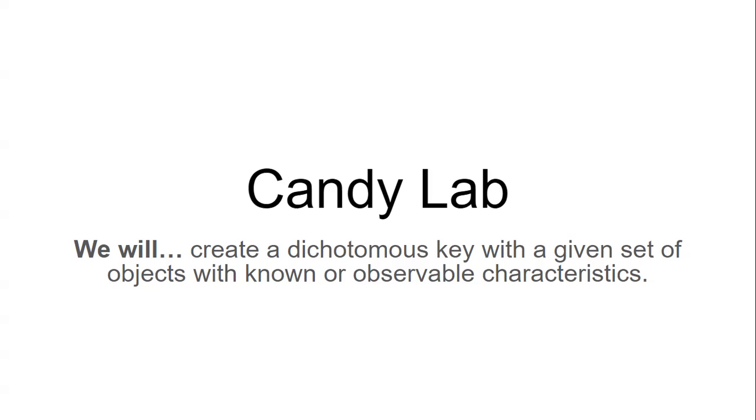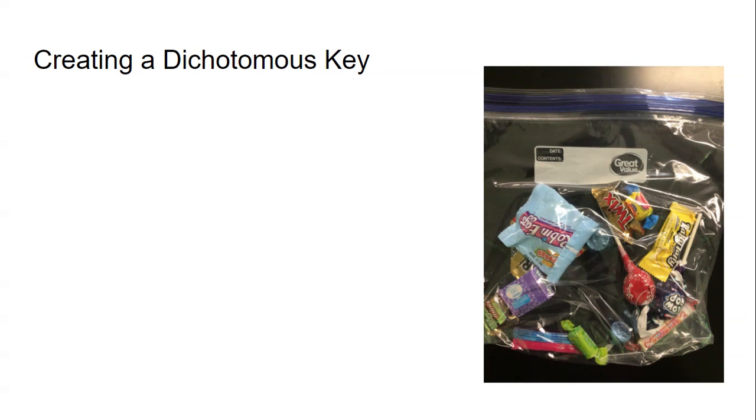Hey everyone, today's lesson is going to be over the candy lab that you're going to be doing. And so your learning objective is going to be we will create a dichotomous key with a given set of objects with known or observable characteristics. So, like I said, it will be a lab today that you'll be creating a dichotomous key for the bag of candy that you can see off to the right. And each group or individual will have this bag where you have to identify and create a cladogram using these.